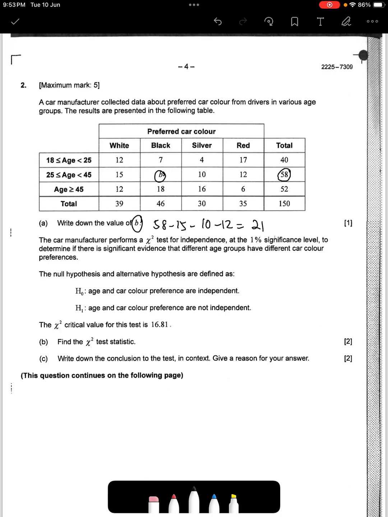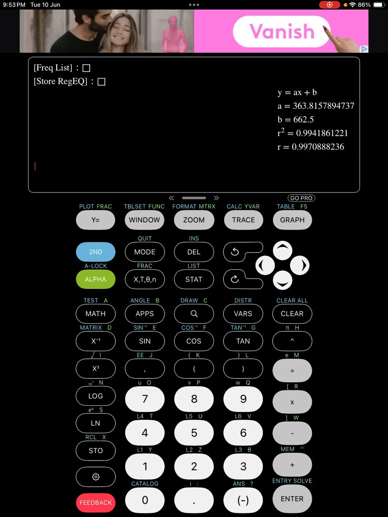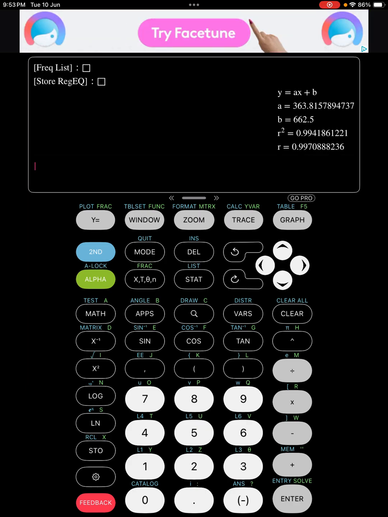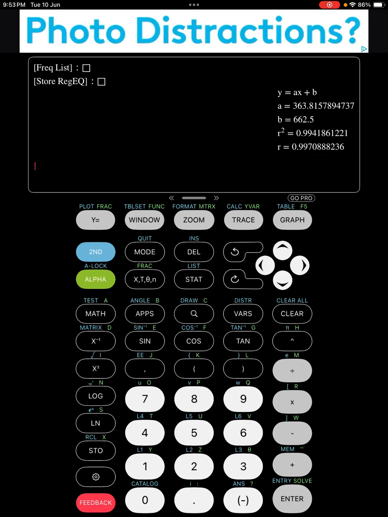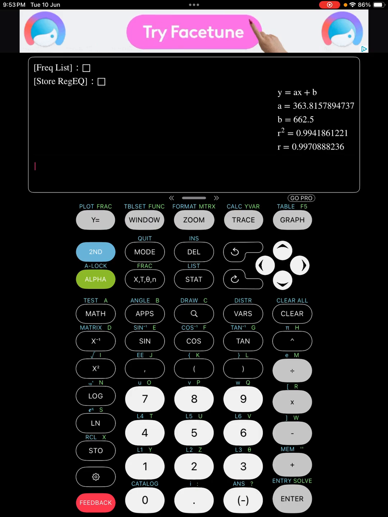Let me just double check. 25, 27, 21. Yep. I'm doing all these questions live, so let me know if I have made an error, but generally I will try to be as cautious as possible. So we're going to put this onto the calculator. This will give you a nice recap on how you could put all the data for the chi-square test onto the TI-84. Like I said, it should work quite similarly to other forms of TI calculators as well.